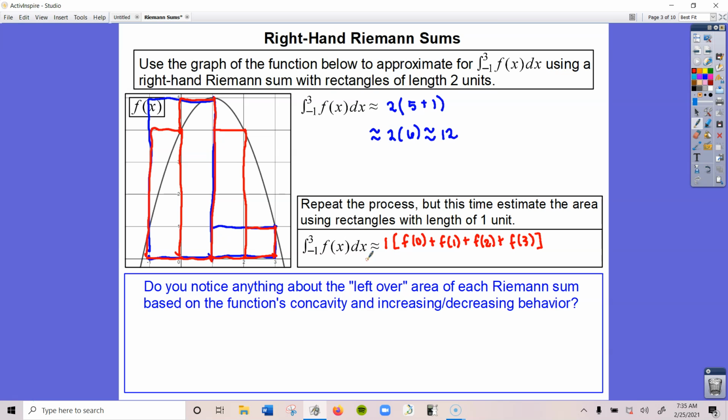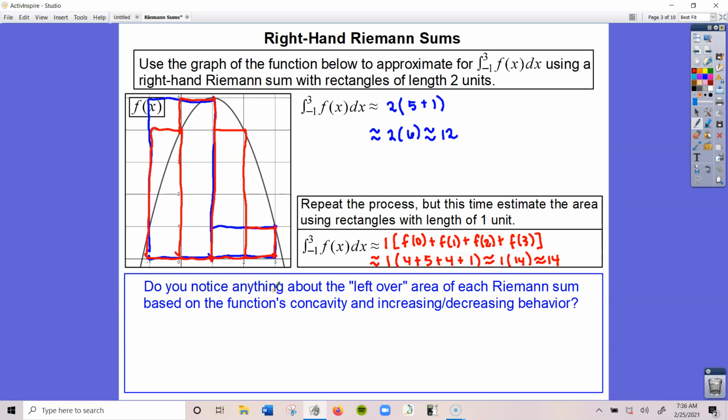So then we would fill out those heights. So we have 1 times f of 0, which is 4, plus f of 1, which is 5, plus f of 2, which is 4, plus f of 3, which is 1. And now we add all of that together. So 1 times 4 plus 5 is 9, plus 4 is 13, plus 1 is 14, which gives me an estimate of 14. So this would be my Riemann sum.